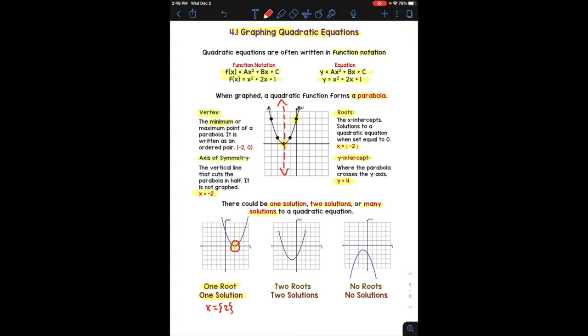In the second graph, as you can see, it crosses the x-axis twice. Therefore, there are two roots, or there would be two solutions of the quadratic equation when set equal to 0. In this case, we would say that the two solutions, or the two roots, would be -3 and 1, since that is exactly where the parabola crosses the x-axis at those values. And lastly, a parabola could have no roots or no solutions, looking at the third graph. This is when the parabola does not touch the x-axis at all.